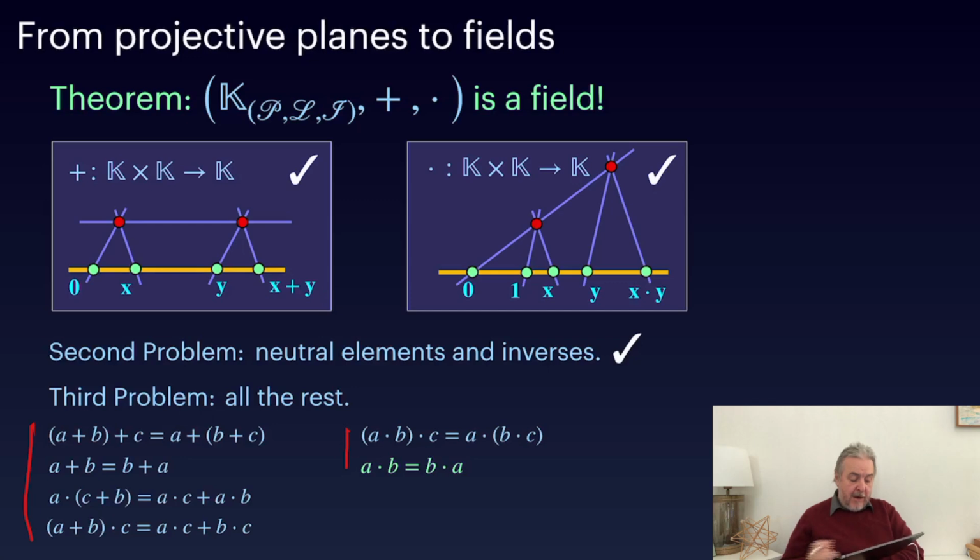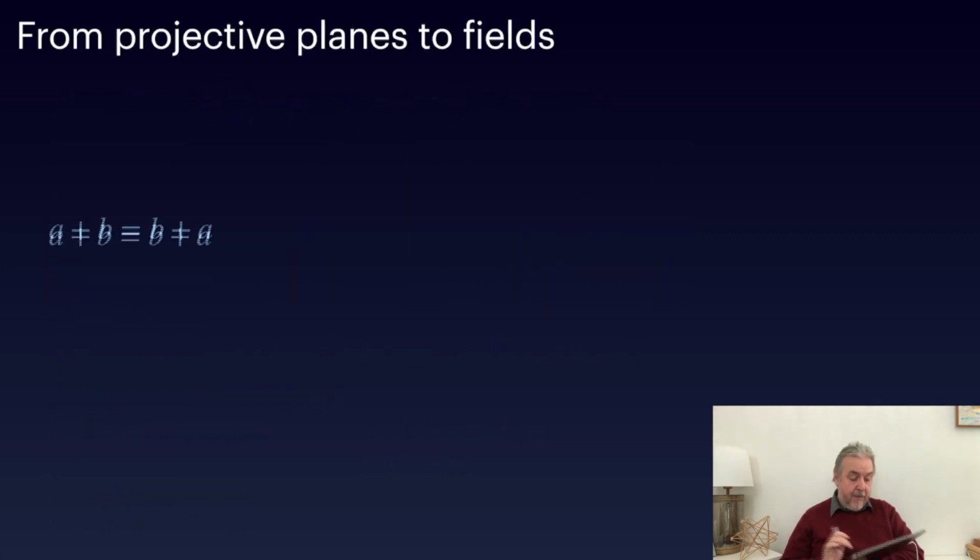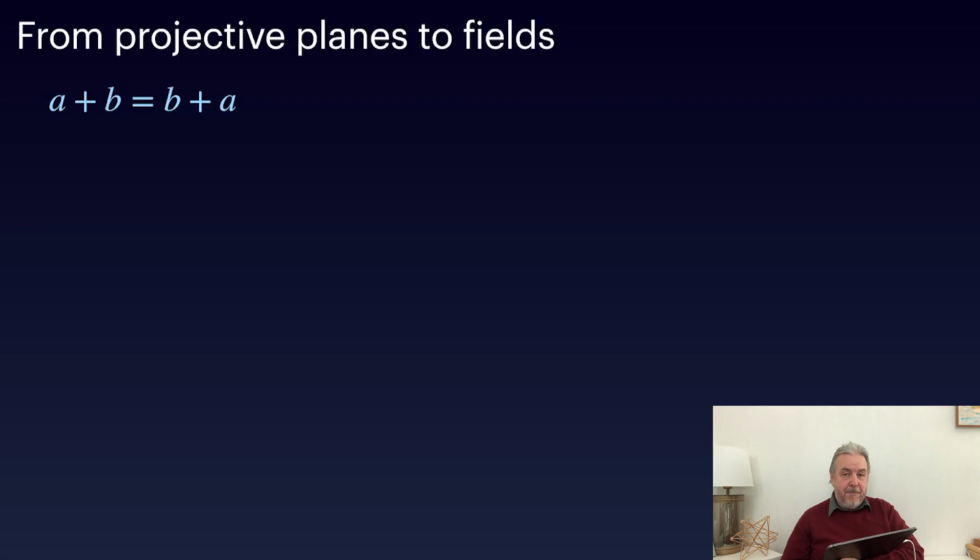So let's start with perhaps the simplest case, which is the commutativity of the addition. So let's focus on that case. We have to prove that a plus b is the same as b plus a. Sounds simple in a way, but adding a and b via the von Staudt construction is not symmetric in the role of a and b.